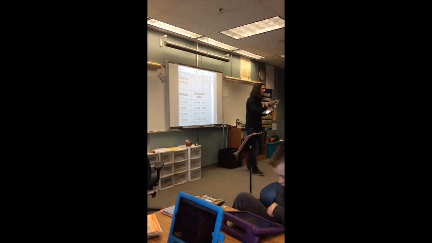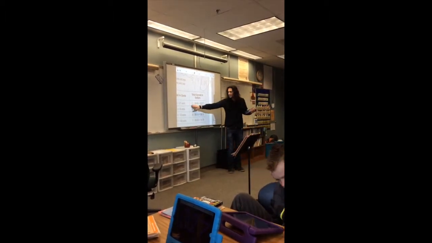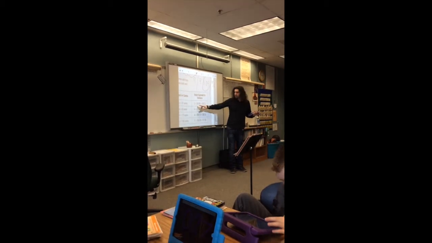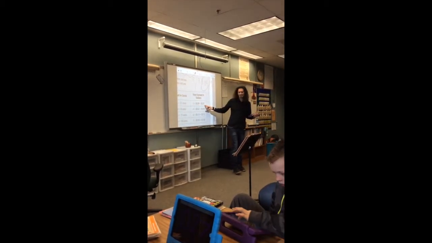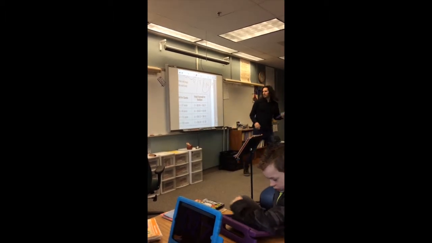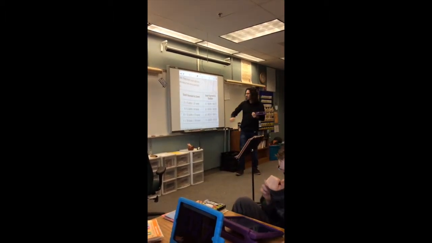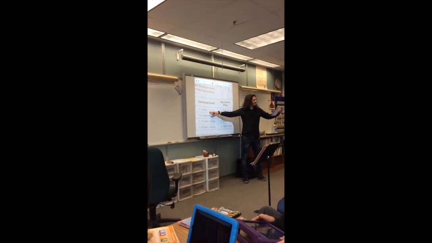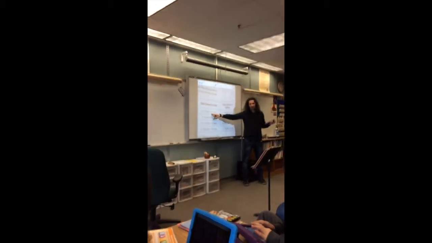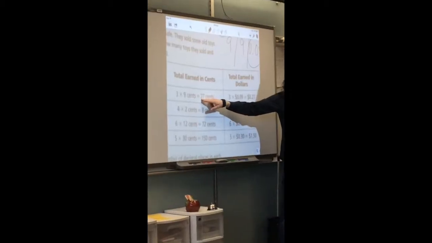I didn't go over that very well before. However, this is what the problem would look like. 3 jump ropes times 9 cents equals 27 cents. Now this is really weird because look at this right here. 3 times 9, they put 27 cents like Caden kind of showed it. And that's a whole number right there. There's no decimal there.